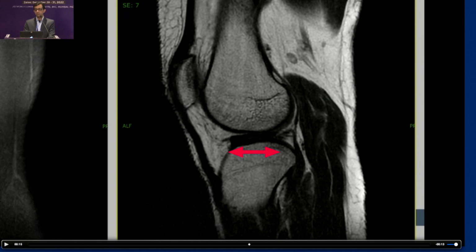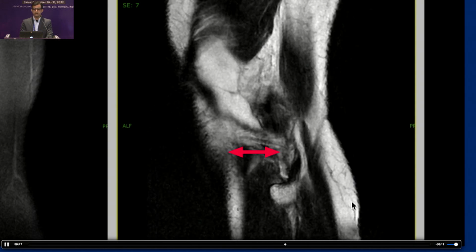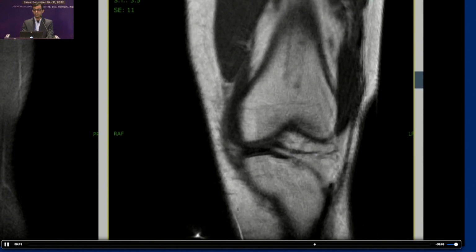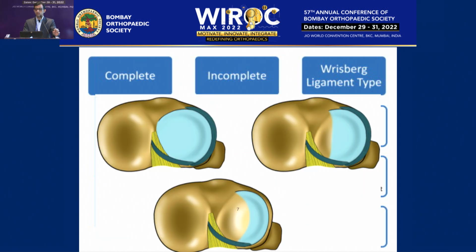The meniscus to the tibial condyle ratio can also be very high, more than 15 millimeter it can be there. So this is on MRI. Usually we classify them as a complete, incomplete, and Risberg type of discoid lateral meniscus.